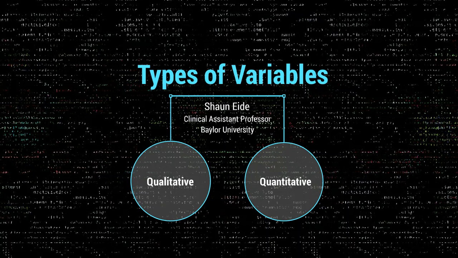By the conclusion of this lesson, you will be able to differentiate between qualitative and quantitative variables. You'll also be able to describe the qualities of a qualitative variable and the qualities of a quantitative variable. You will also be able to differentiate between a discrete and a continuous quantitative variable. So let's go ahead and get started.